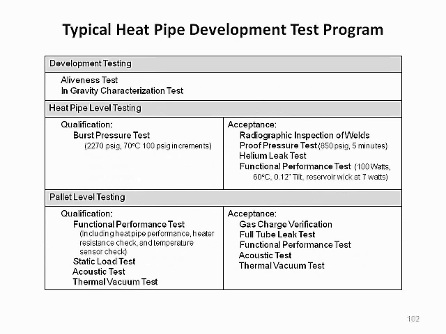A typical heat pipe development program might include verifying function and measuring the effect of tilt in a 1G environment during development, burst pressure, radiographic, proof pressure, leak, and transport capacity tests at the heat pipe level, and functional performance, static load, acoustic, thermal vacuum, leak, and working fluid load tests at higher levels of assembly.